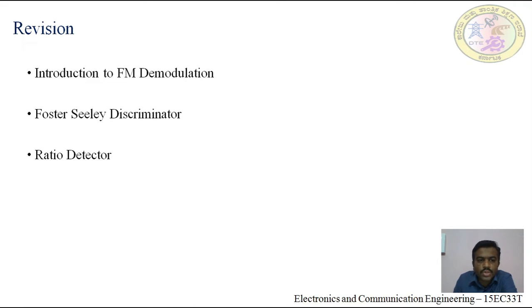The first one was the Foster-Seeley discriminator and the second one was the ratio detector circuit. The Foster-Seeley discriminator circuit operates by considering three different frequency values of the incoming FM wave. When the FM wave frequency is at resonance, the output generated by the discriminator is 0 volt. When the FM wave frequency is above resonance, the output generated is a positive voltage. And when the incoming FM wave frequency is below resonant frequency, then the discriminator generates a negative voltage.